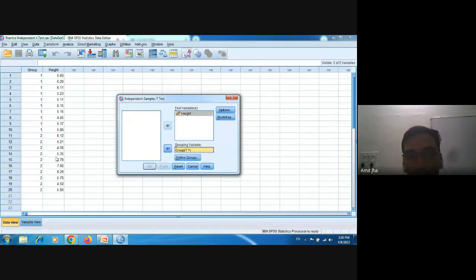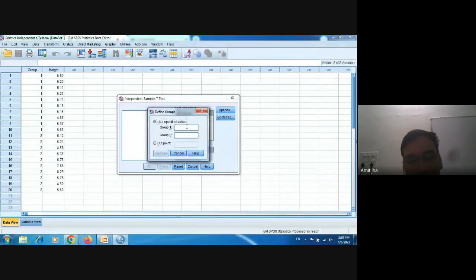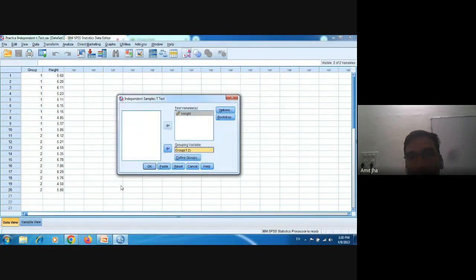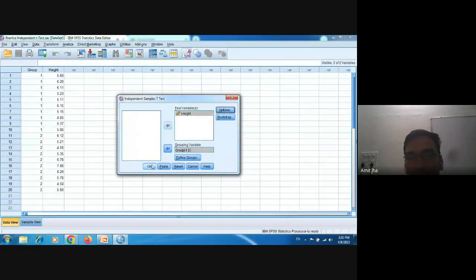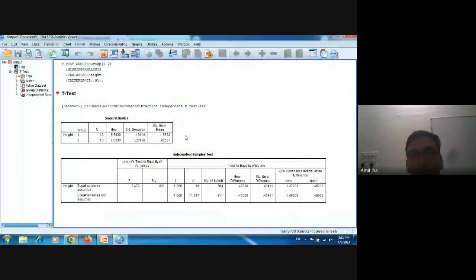Now look. Sorry. So we haven't defined group here. So we will define the group. So group 1, I will put 1, and group 2 as a 2. Now we will continue. Now everything is there. Now option, we will set confidence interval 95%. Now we will, yes, okay. Now the result is before us.